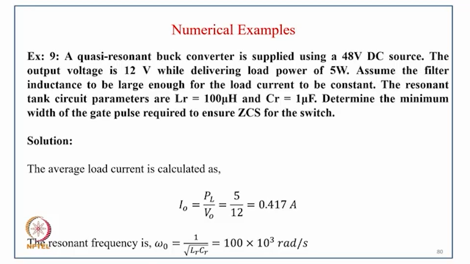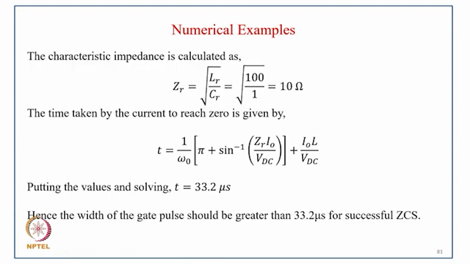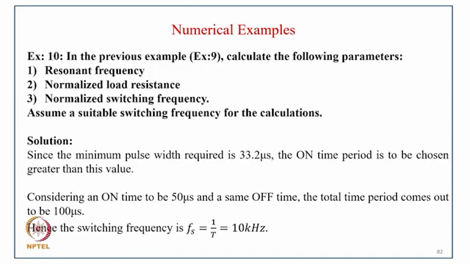And for the solution, the average load current is I0 equal to PL upon V0, that comes 0.417 ampere, and the resonant frequency omega 0 equal to 1 upon root LR CR, that comes 100 into 10 power 3 radian per second, and the characteristic impedance is ZR equal to under root LR upon CR, that comes 10 ohm. The time taken for current to reach 0, T equal to 1 upon omega 0 times pi plus sine inverse of ZR I0 upon VDC, plus I0 LR upon VDC. So putting the value and solving it, T comes 33.3 microsecond. Hence the width of the gate pulse will be greater than 33.2 microsecond for successful zero current switching.